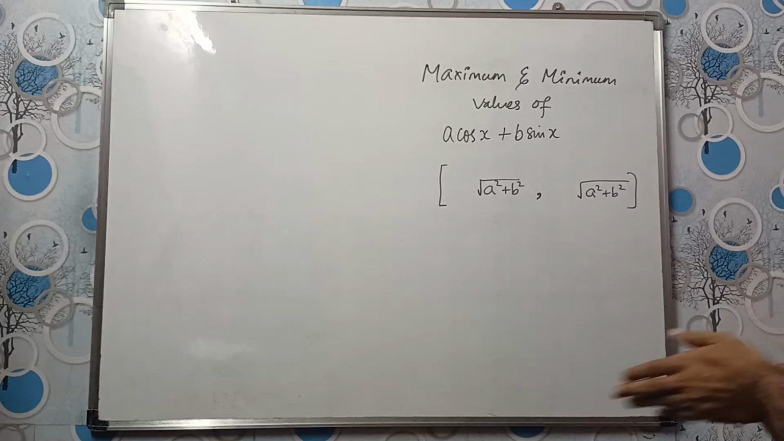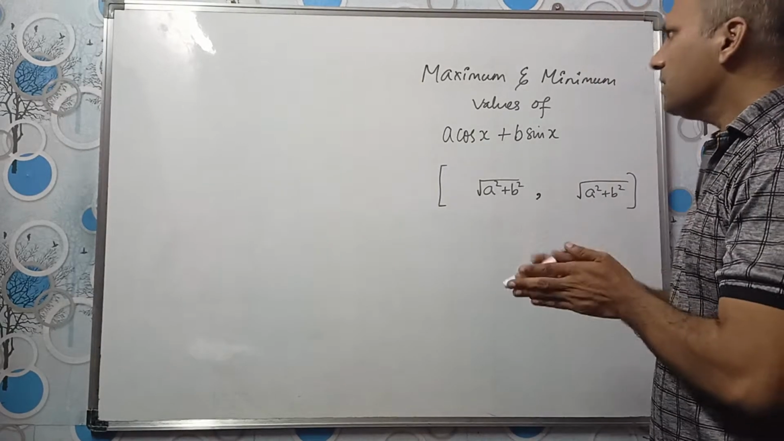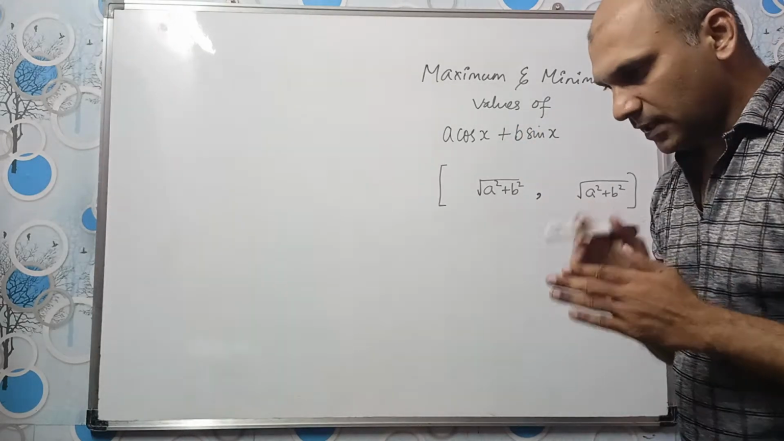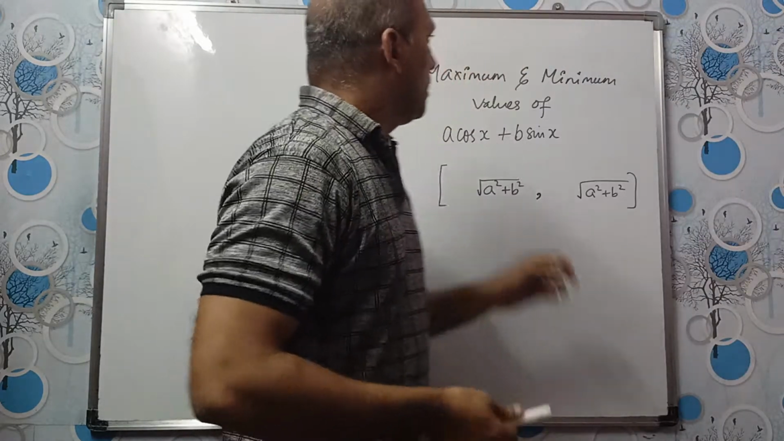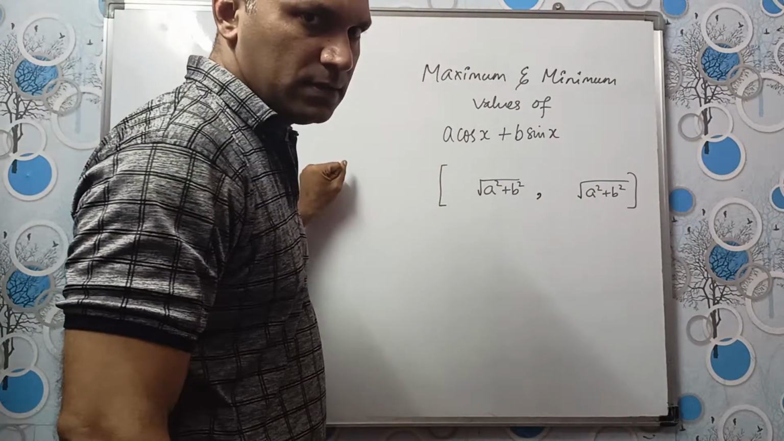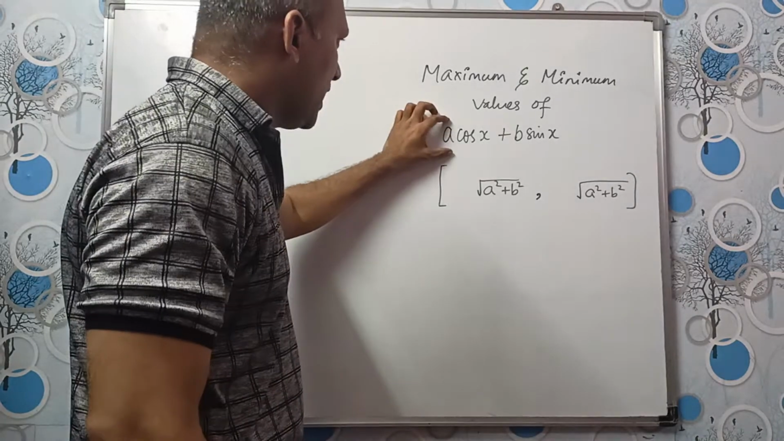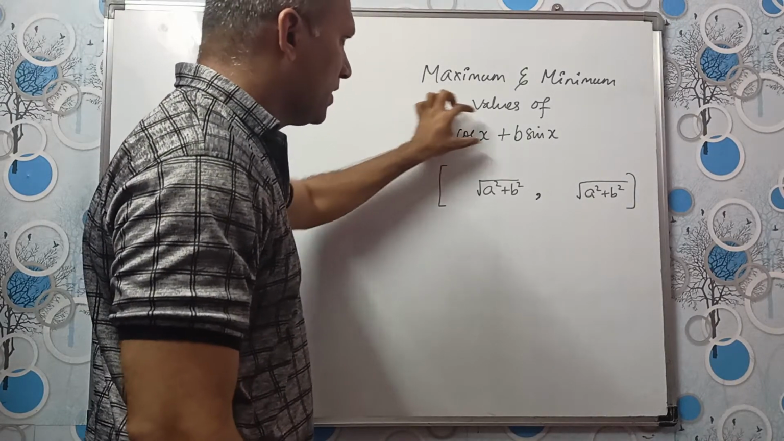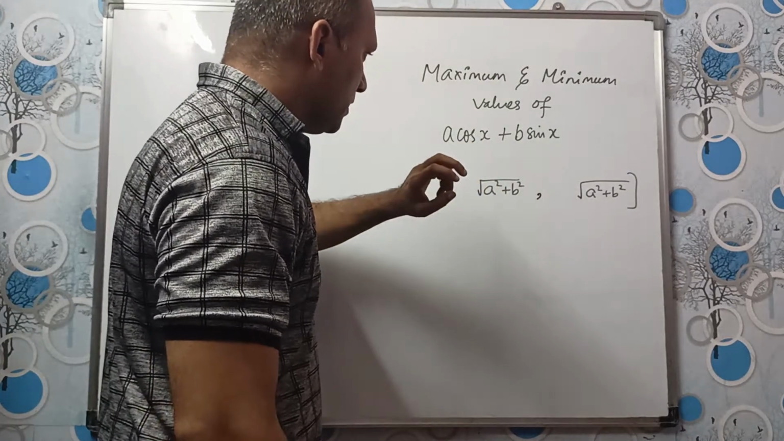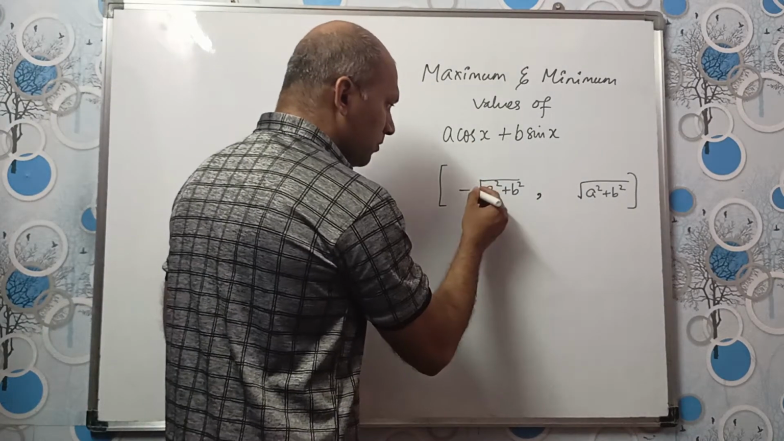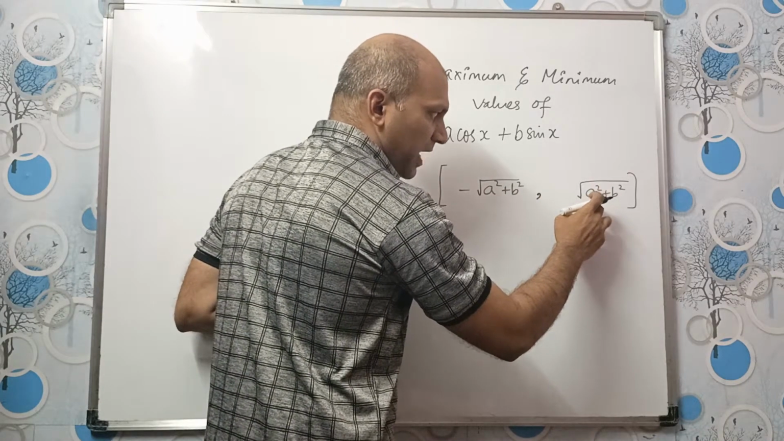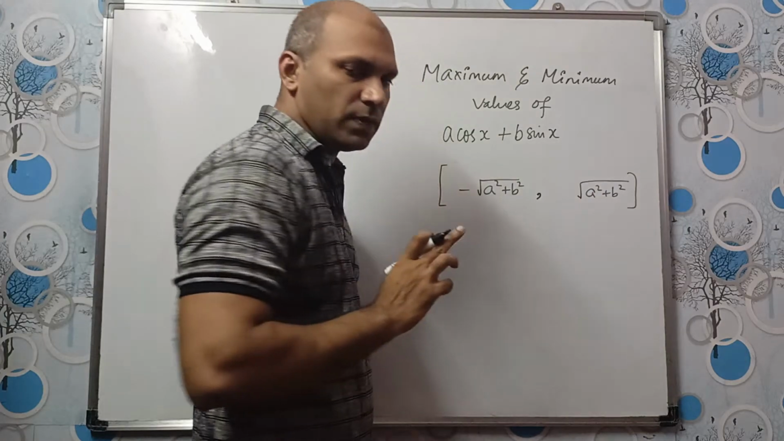Hello students, in this video we will learn maximum and minimum values of trigonometric functions, and this is the 11th video of trigonometry. Maximum and minimum values are also called extreme values. If you have a function like a cos x plus b sin x, the minimum value will be minus root of a square plus b square. The maximum value will be root of a square plus b square.